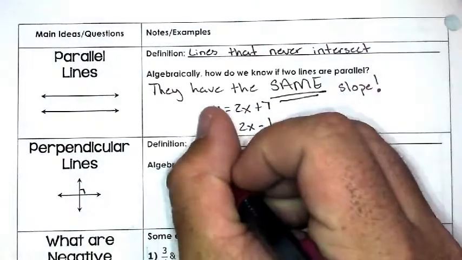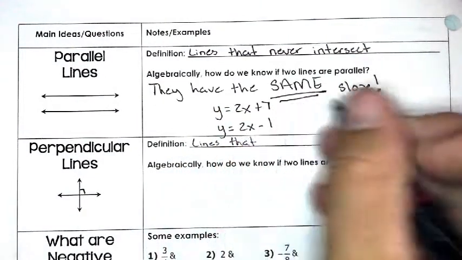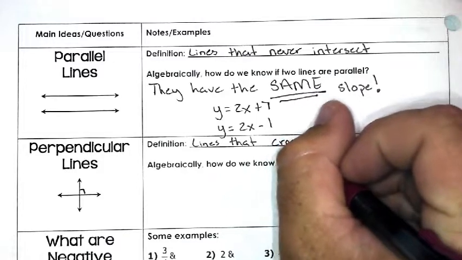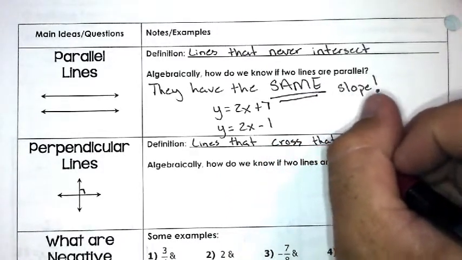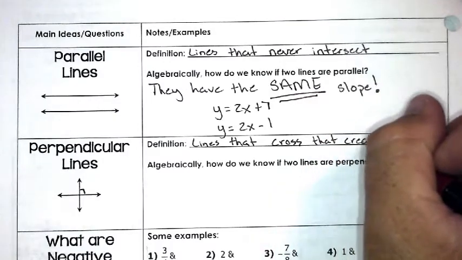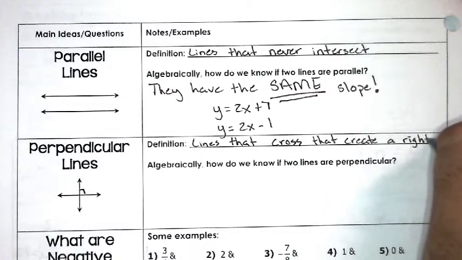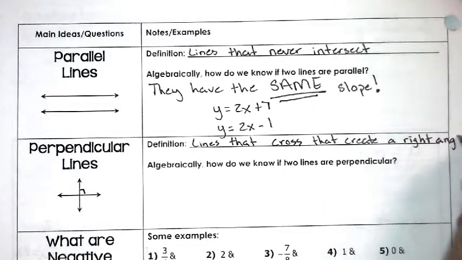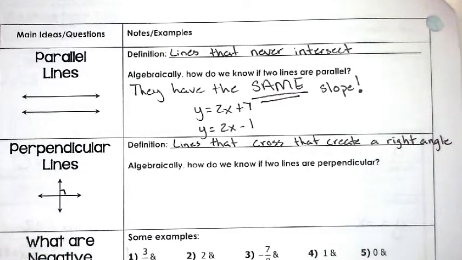So they are lines that, and I'll just use cross just because of spacing, cross that create a right angle. Not angel, angle.